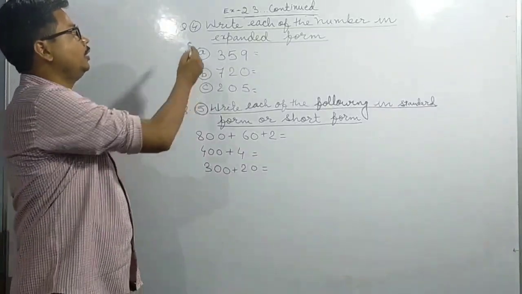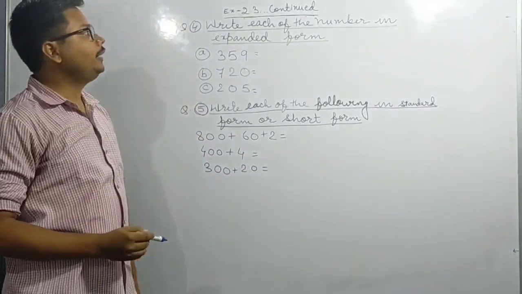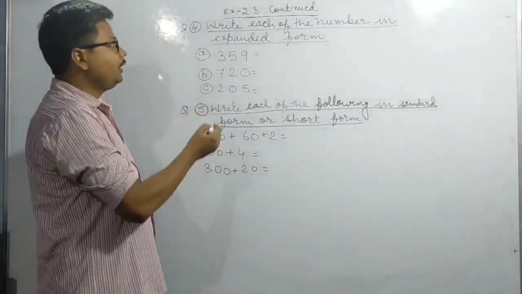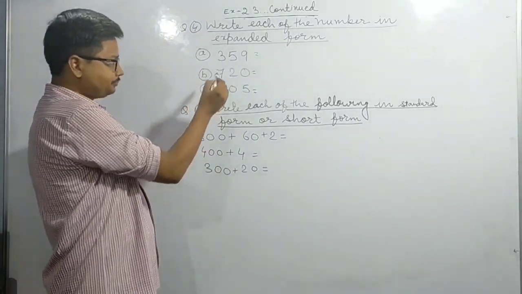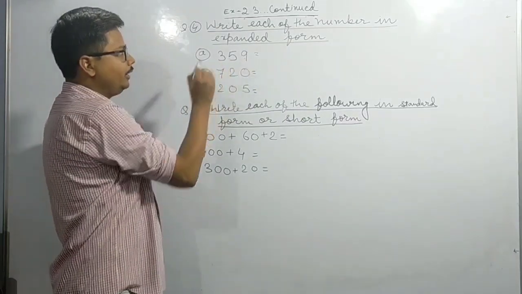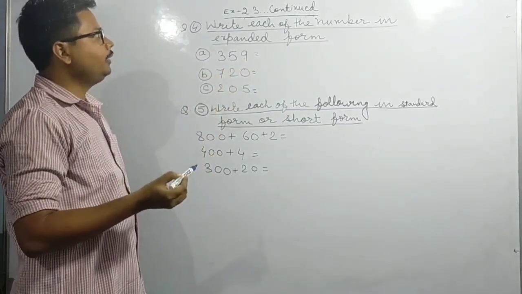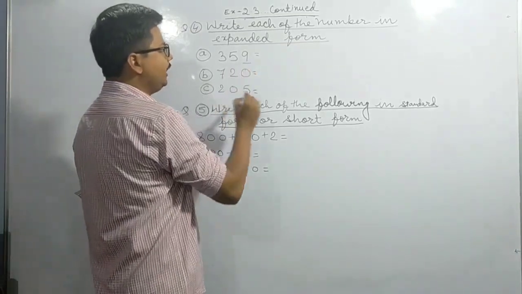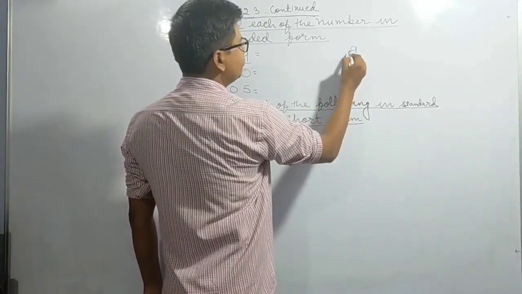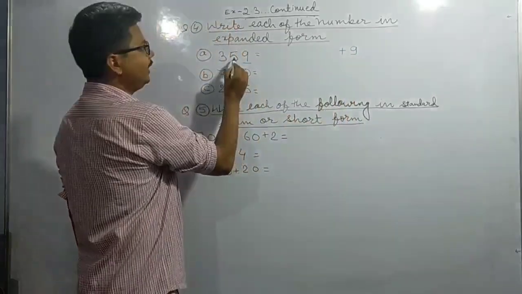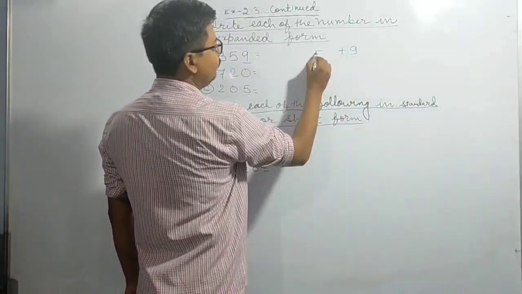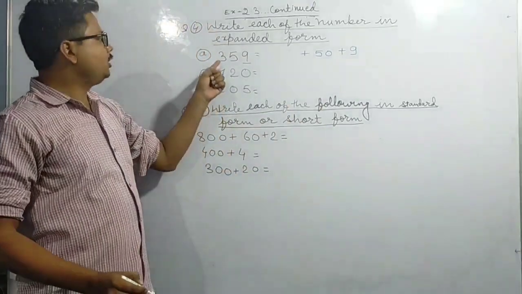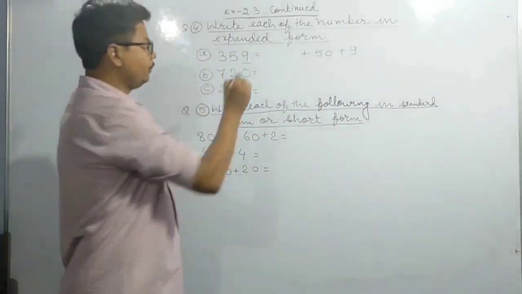Now let us solve question number 4. Write each of the numbers in expanded form. Now I have written here 3 numbers. 359. So how to write it in expanded form? Let us start from ones place. Ones place is 9. It will be written as it is. Tens place is 5. It will become 50. And hundreds place is 3. So it will become 300.